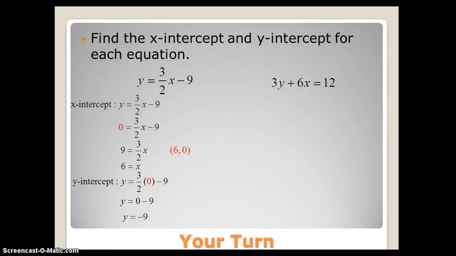For the y-intercept, we plug in 0 for x, then solve. 3/2 times 0 is 0, and 0 minus 9 is -9. So the y-intercept is (0, -9).